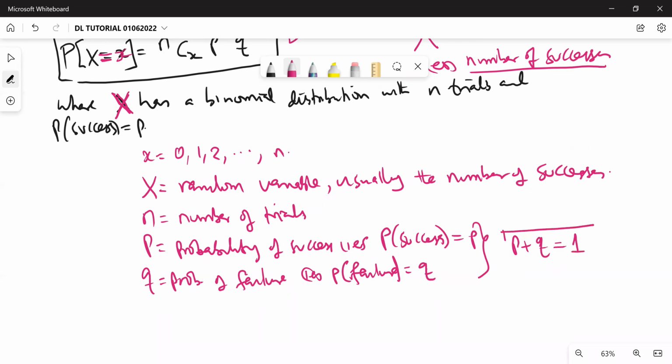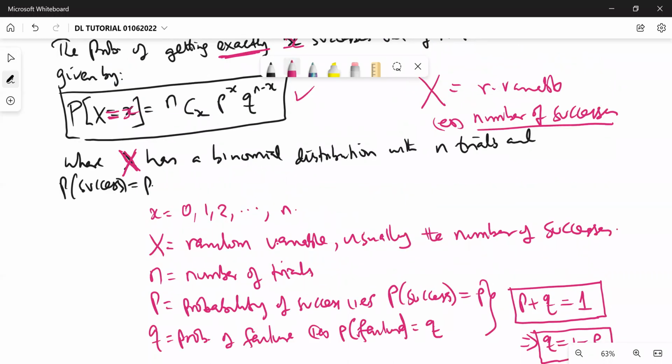So if you are given p, then it is easy to find q. All the time you'll be given p, then it should be easy for you to find the value of q, because it means that q is 1 minus p. So you take away the value of p from 1, then you'll get the value of q.